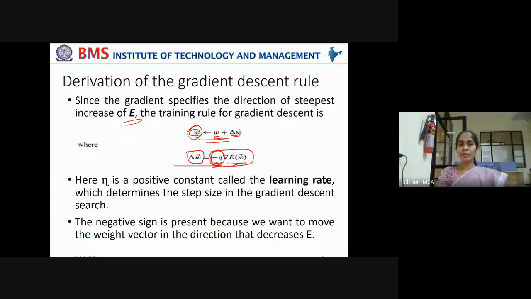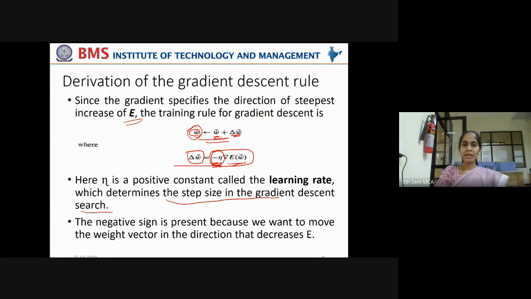Here, nu is a positive constant called the learning rate, which determines the step size in the gradient descent search. Because you're descending, it is coming down, it takes a negative symbol. But if you're going up, it will take a positive symbol, mainly for adjusting the weights.